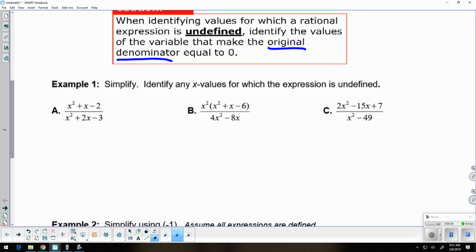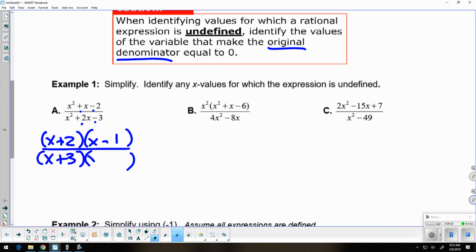Okay, how you're going to reduce this down? You want to factor. Factor everything that you possibly can. So in my numerator, I'm going to factor that out first. I'll just set this up for numerator and denominator. On top, just thinking about what multiplies to be -2 and adds to be +1, well, that would be 2 and -1. On the bottom, in my denominator, what multiplies to be -3 and adds to be 2? That's positive 3 and negative 1.